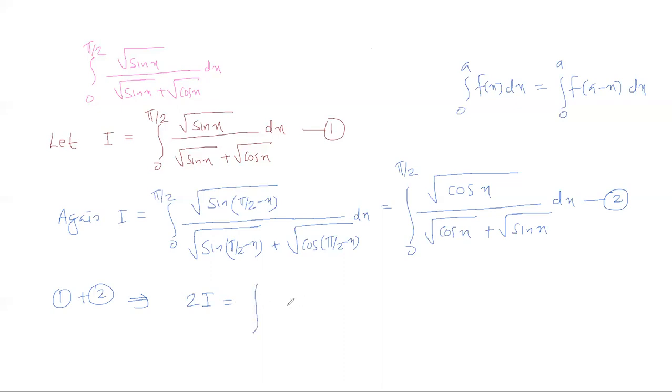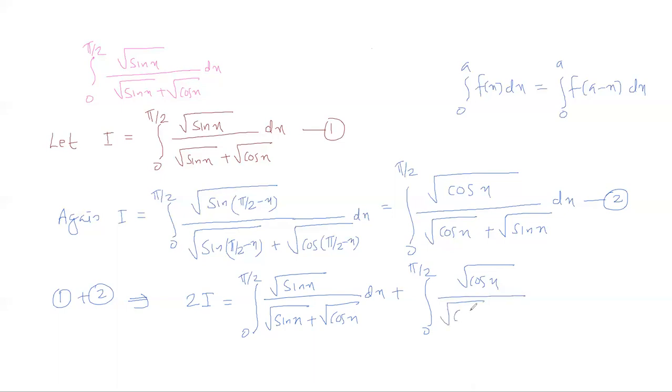You can see that denominator, it is like under root sin x divided by under root sin x plus under root cos x dx, integral 0 to pi by 2, plus integral 0 to pi by 2 under root cos x divided by under root cos x plus sin x dx. So you can add those, like integral of a sum is a sum of the integrals.